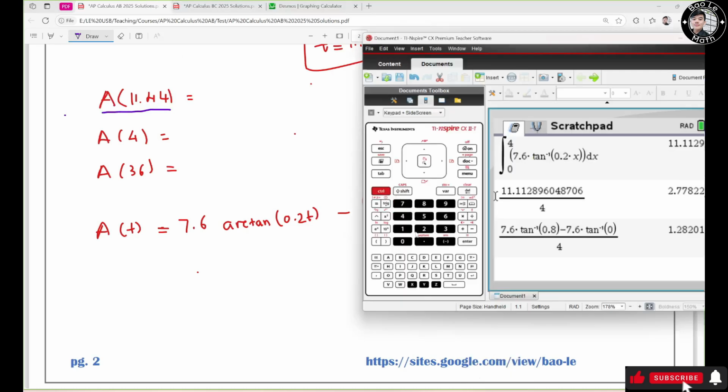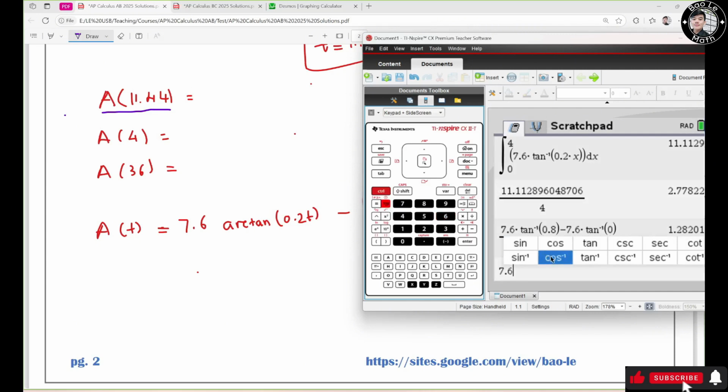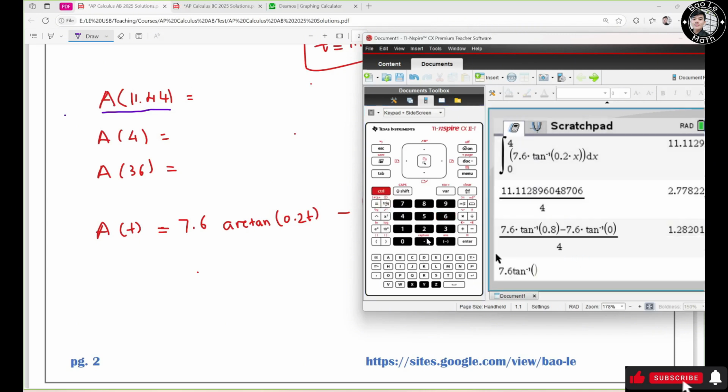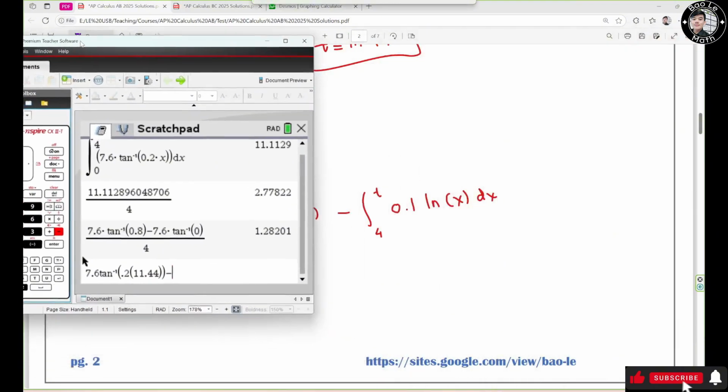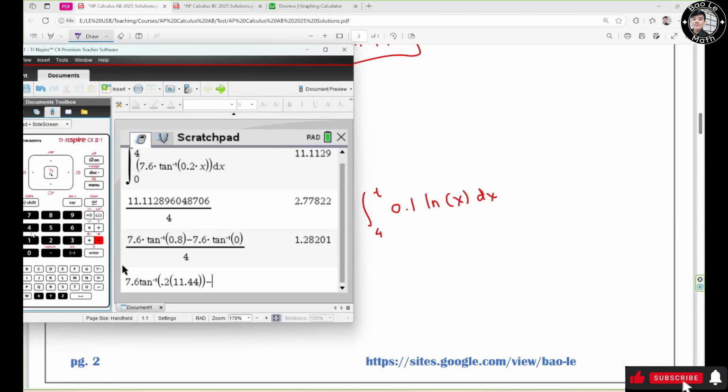I hit 7.6 plus 0.2 times t, but t equals 11.44, right? And then I need to subtract the integral from 4 to t.